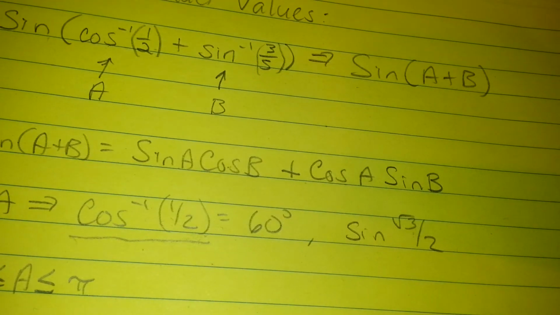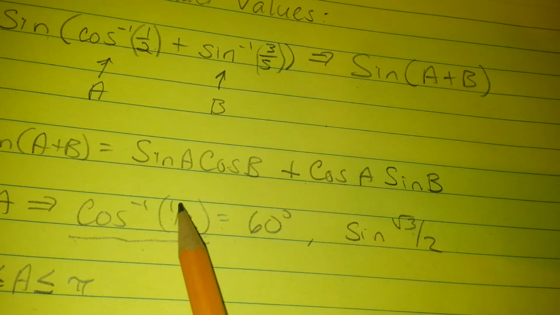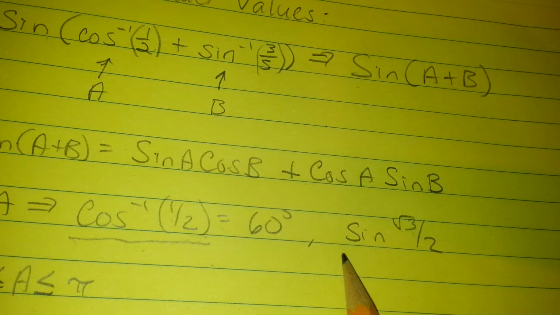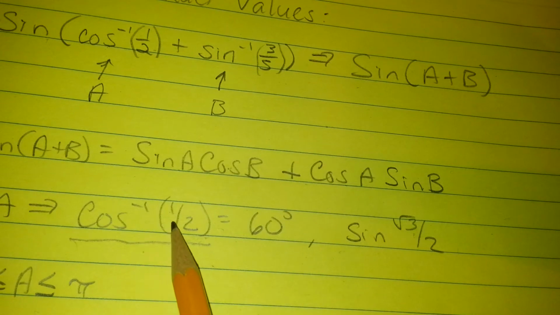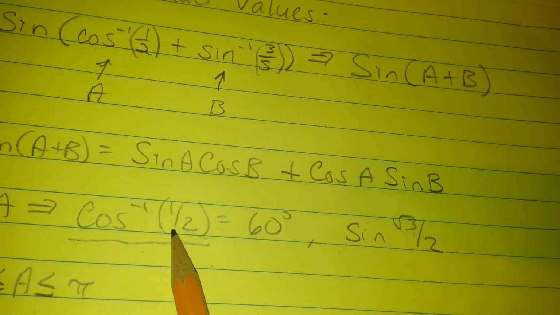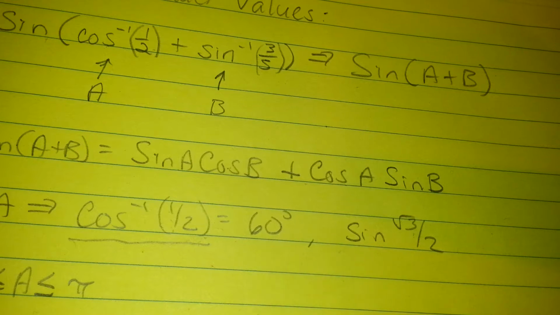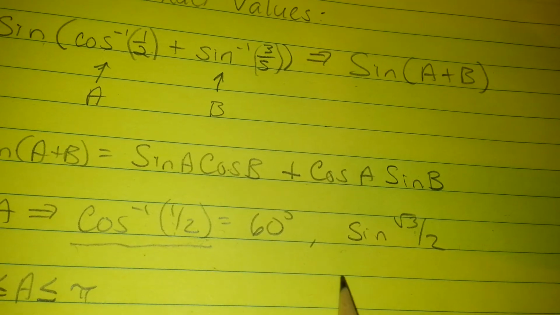You could make a right triangle and have the hypotenuse be 2 and this be 1 and do the Pythagorean theorem. But you should know by now that this is a gimme. Cosine's 1/2, sine's √3/2, that's 60 degrees. So I really don't need to know the angle as long as I know cosine and sine. I didn't have to build the triangle, right?